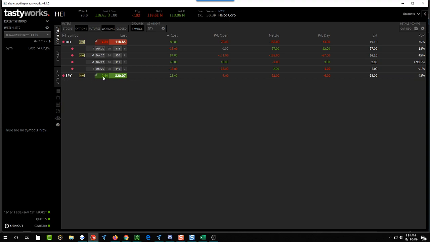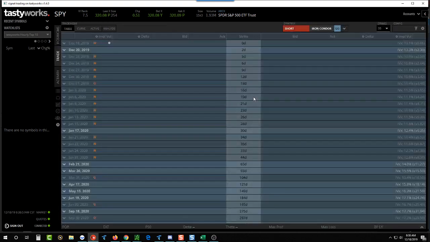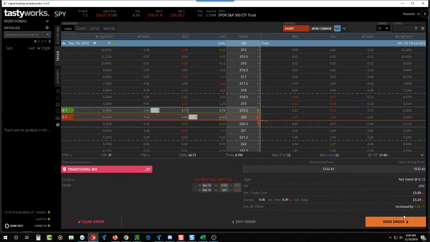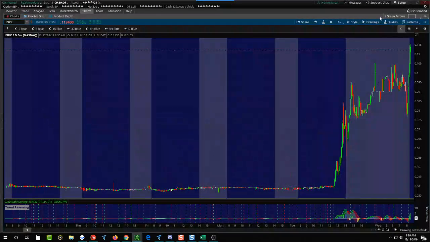I sold a SPY credit spread yesterday. Dan was talking about taking a scalp in SPY. Instead of scalping it with naked options, I just put an at the money credit spread on. And there I just put on the order to close the trade at 50% profit.